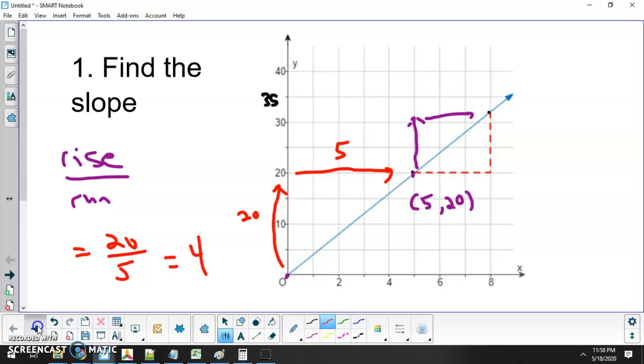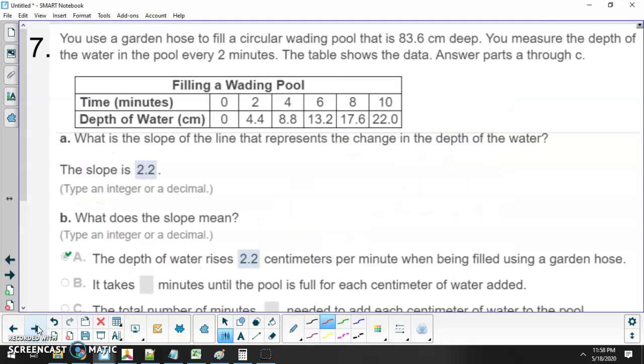All right, let's look at this next one here, which is number 7. So this one's a little different because they don't give you a graph, they give you a table. They're asking you to figure out the slope. Usually the first thing that is listed is the x. So the time is almost always the x in real life scenarios, and the depth we'll call the y.